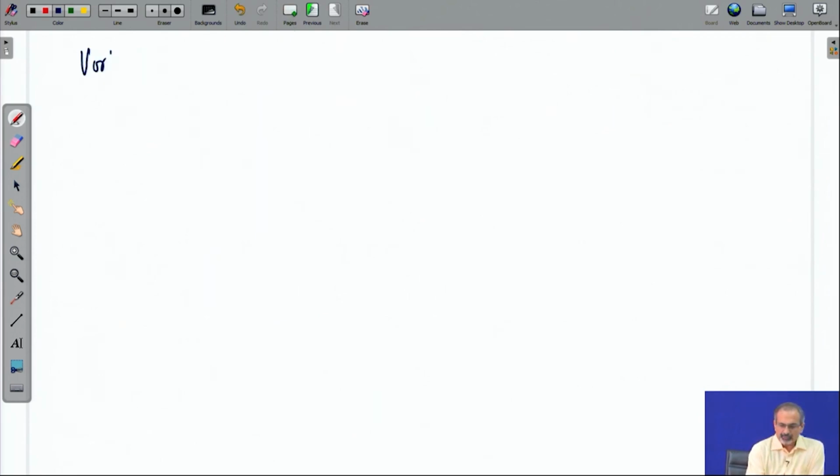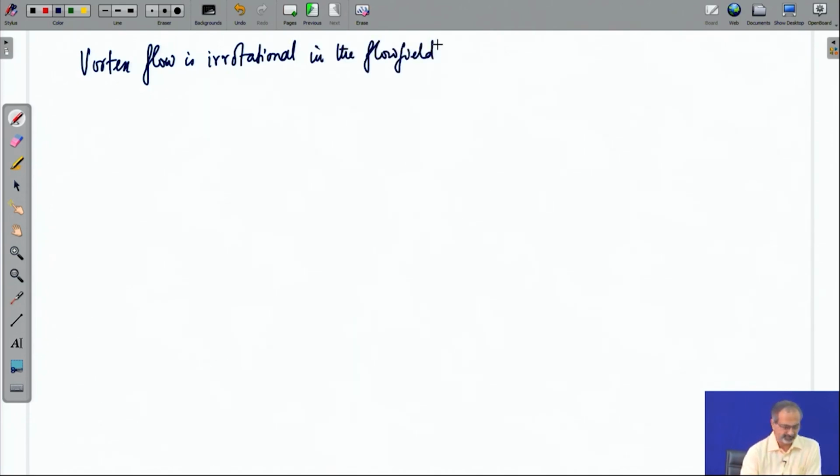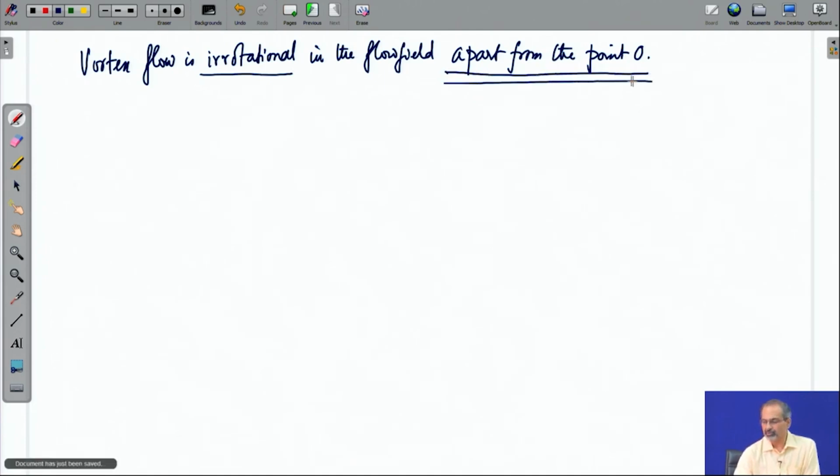Now, vortex flow is irrotational all over in the field, apart from the point O. We can actually prove it formally. So, in general it is irrotational, but it is not so when you try to see the rotationality about the point O.